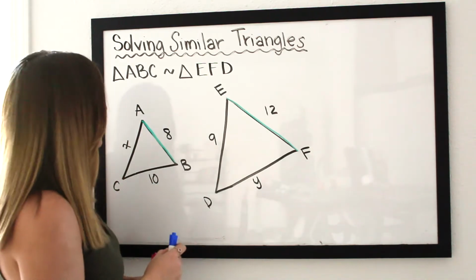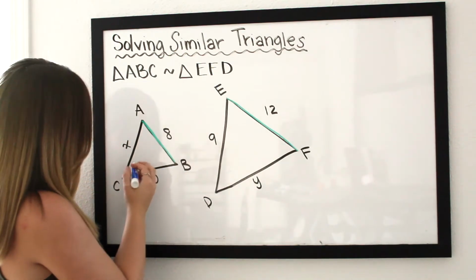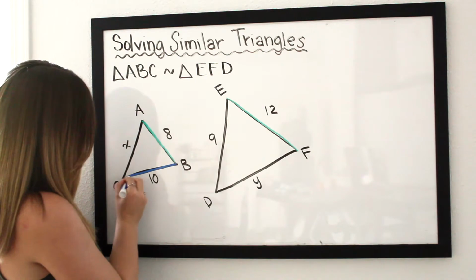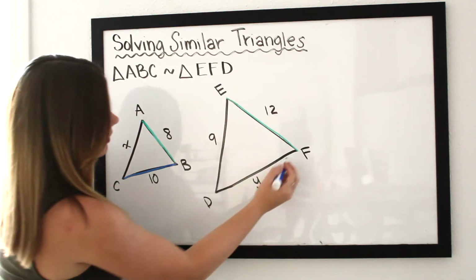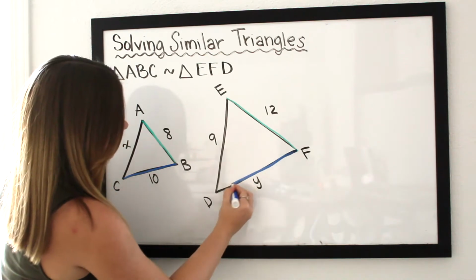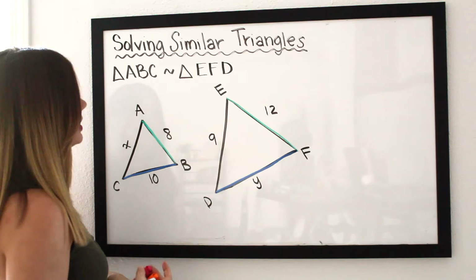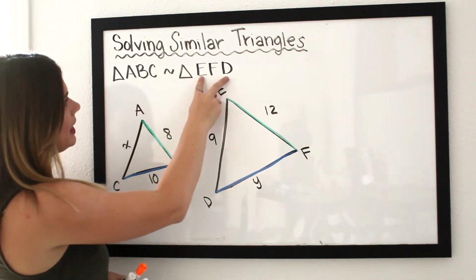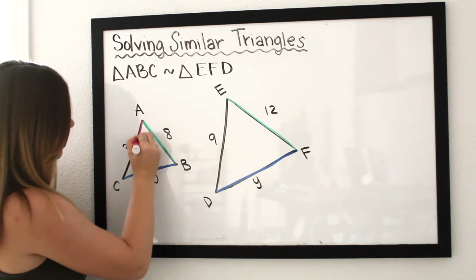So let's see what my other corresponding sides are. My next two letters are BC. So segment BC, right here, will correspond with segment FD, right here. And then finally, my first letter and my last letter for both of them, I have AC and ED. So those sides are going to correspond.